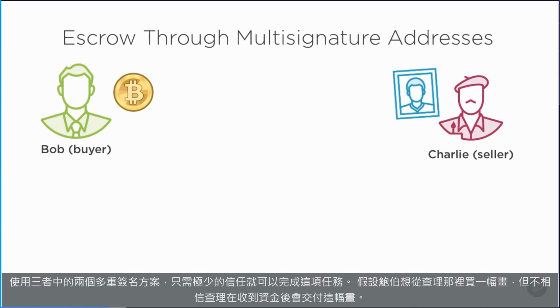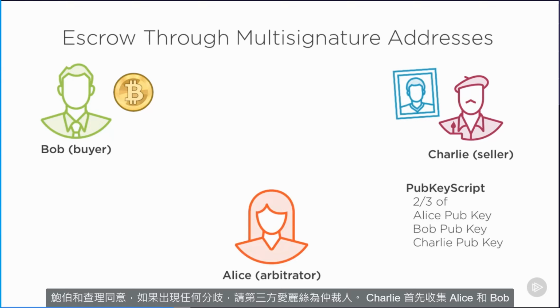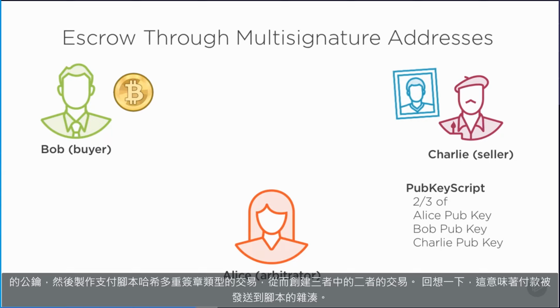Using the 2 of 3 multi-signature scheme, this can be done with surprisingly little trust. Suppose Bob wants to buy a painting from Charlie, but doesn't trust Charlie will deliver the painting after receiving funds. Bob and Charlie agree to use a third party, Alice, as an arbitrator in case there are any disagreements. Charlie creates a 2 of 3 transaction by first collecting the public keys of Alice and Bob, and then crafts a pay-to-script hash multi-signature type transaction.